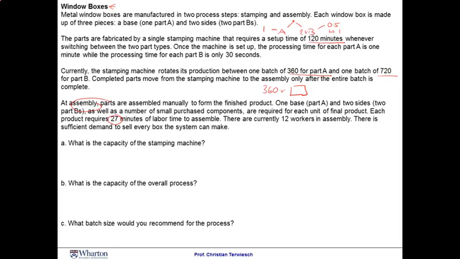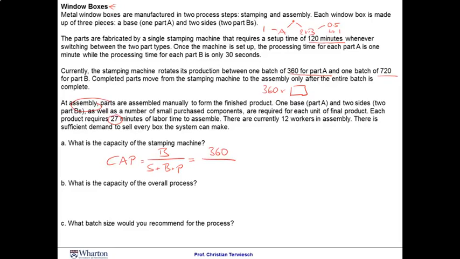Now the first question looks at the capacity at that stamping machine. Recall that when we have setups, we have to look at the capacity as a function of the batch size by taking the batch size and dividing it by the setup time plus the batch size times the time per unit. Now, how does this play out in this example here? The batch size is easy right now. That's given to us at 360.